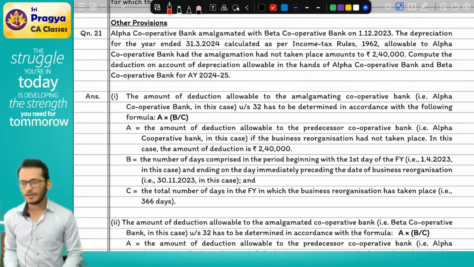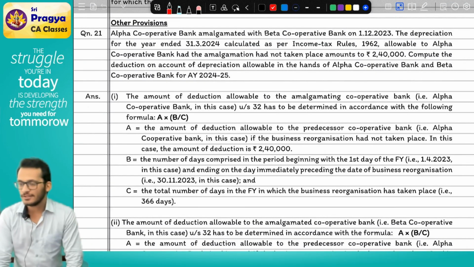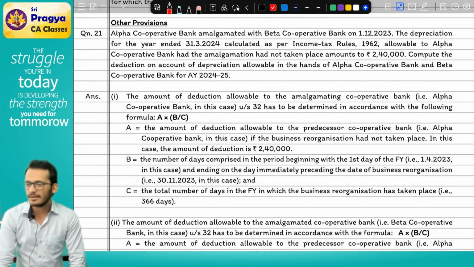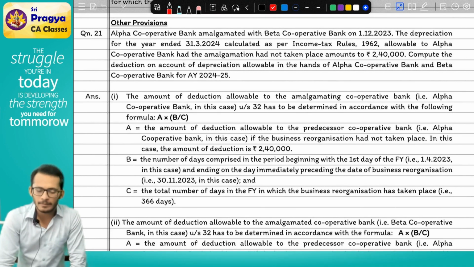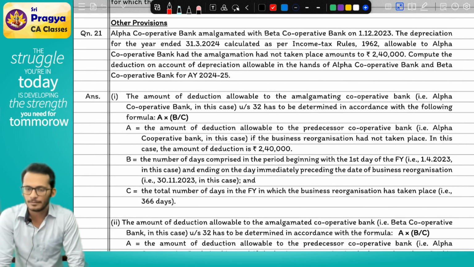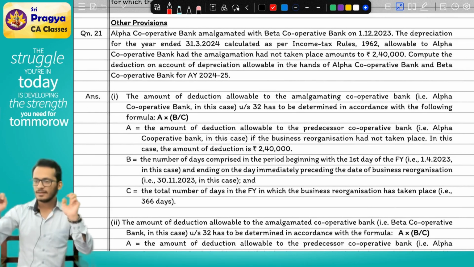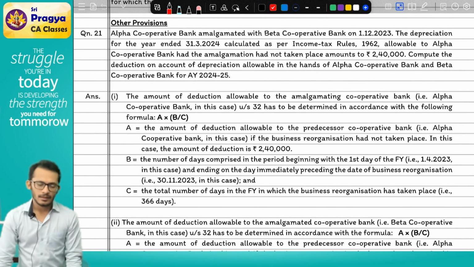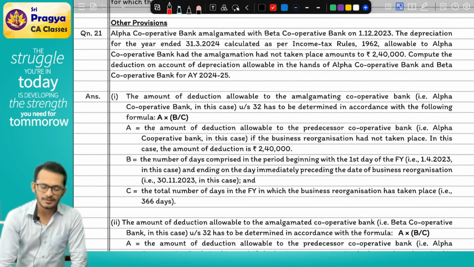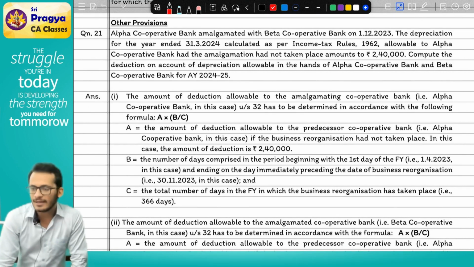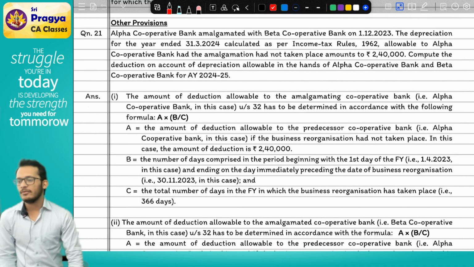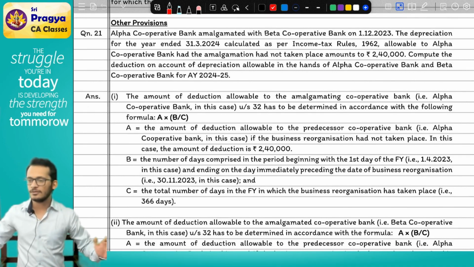Now, this is the cooperative bank code of provision. I did not teach it to you. Without even reading the provision, we are going to answer this question. Use your head and logically answer it. The question says, Alpha Cooperative Bank amalgamated with Beta Cooperative Bank on 1st December 2023. Both banks got amalgamated. The depreciation for the year, as per income tax rules, allowable to Alpha had the amalgamation not taken place, is 2,40,000. So if the amalgamation had not happened, the full year depreciation was 2,40,000.